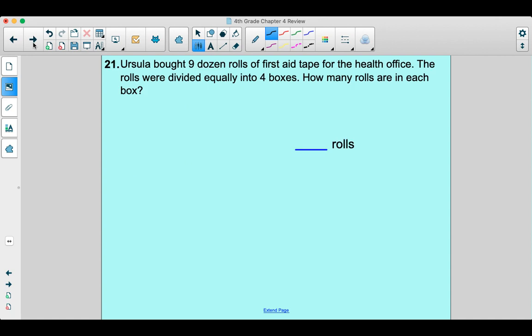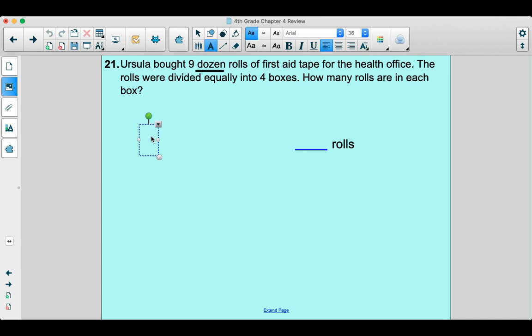All right, almost done. Ursula bought 9 dozen rolls of first aid tape for the health office. The rolls were divided equally into 4 boxes. How many rolls are in each box? All right, so first off, we have to know what dozen means. Do you remember? How many eggs are in a dozen? Do you remember that? It's 12. All right, so first I guess we have to figure out how many rolls of first aid tape she bought. So 9 dozen. We have to do 9 times 12.